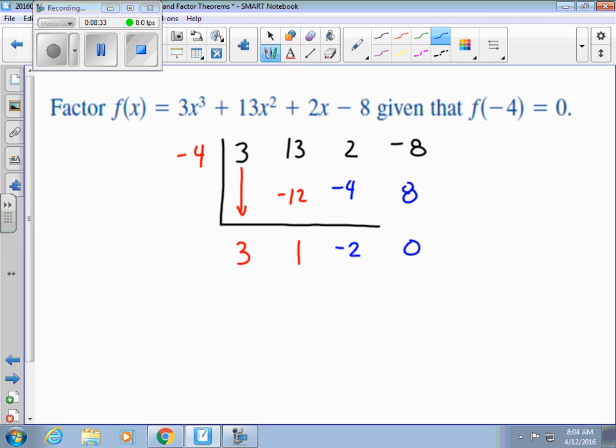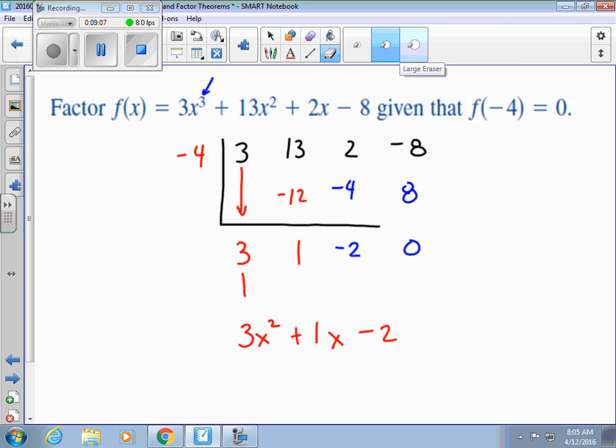That's typically what happens. From here, this is your largest degree. Remember, you go 1 degree less than 3. So this first number 3 right here is going to be x to the second power, not the third power. The next number is positive 1. It's x to the next lower degree, x to the first power. The next number is negative 2. It's a constant term, so you don't put it times any variables at all. And then the remainder is 0. So here is your trinomial: 3x squared plus x minus 2.